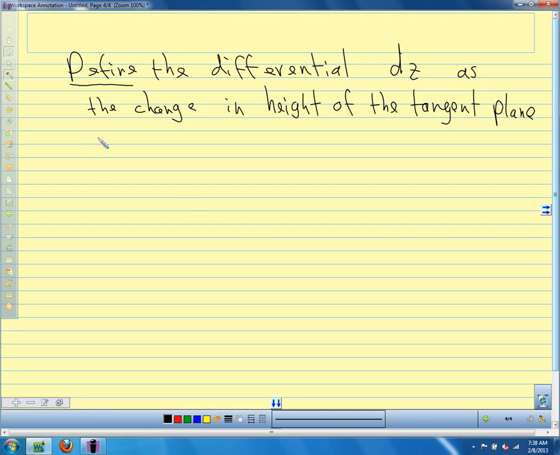So we're defining our differential as the change in height of the tangent plane to f from our 2 points, from x, y to x plus delta x, y plus delta y. So rather than looking at the function, we're going to look at the tangent plane and see how the height of the tangent plane changes. Because the equation of the tangent plane is a linear function of x, y, and z, rather than some other more complicated function.